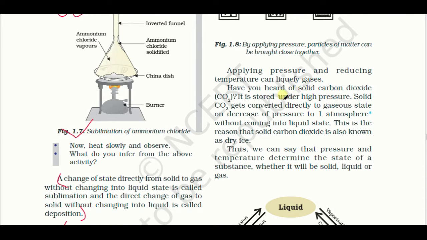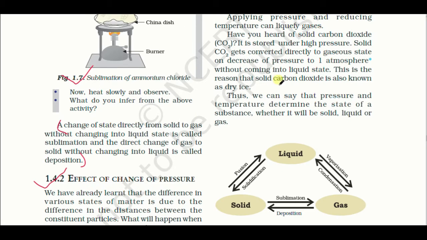Have you heard of solid carbon dioxide? It is stored under high pressure. Solid CO2 gets converted directly to the gaseous state on decrease of pressure to 1 atmosphere. What is 1 atmosphere? I will tell you later. Carbon dioxide is made solid by applying pressure on it, and if we release or reduce the pressure, it converts again into the gaseous state at 1 atmospheric pressure without coming into the liquid state.